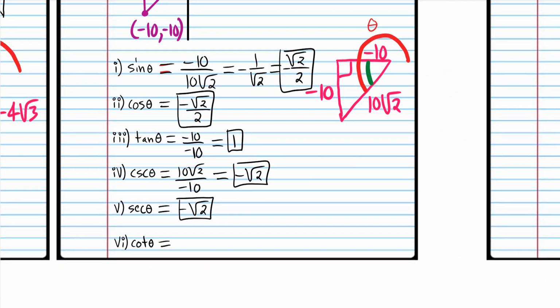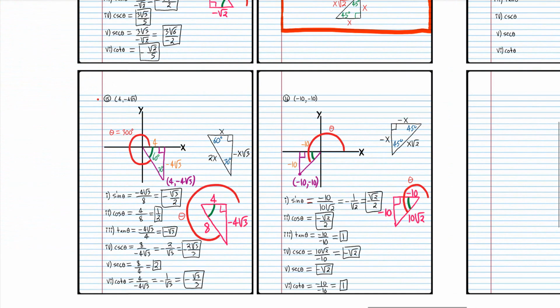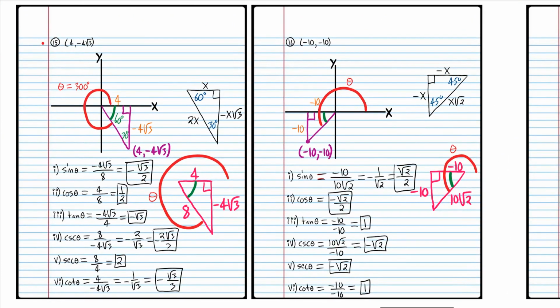Cotangent theta is the side adjacent the green reference angle divided by the side opposite, which of course is 1. It's the same as tangent in a 45, 45, 90 triangle. So these problems are really the same problems that we did previously. The only difference is we didn't have to use the Pythagorean theorem because we could use special triangles to help us find the hypotenuse.